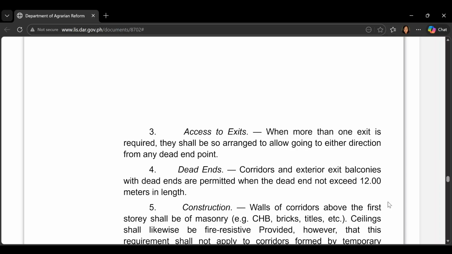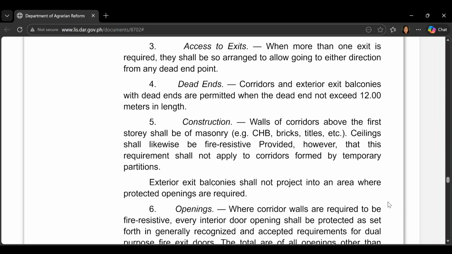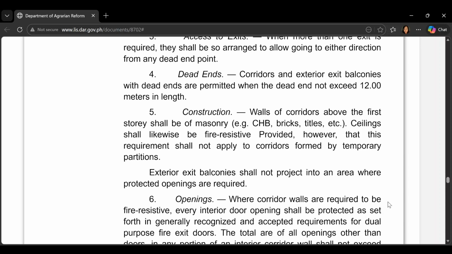4. Dead ends. Corridors and exterior exit balconies with dead ends are permitted when the dead end does not exceed 12 meters in length. 5. Construction. Walls of corridors above the first story shall be of masonry, CHB, bricks, tiles, etc. Ceilings shall likewise be fire resistive, provided, however, that this requirement shall not apply to corridors formed by temporary partitions. Exterior exit balconies shall not project into an area where protected openings are required.